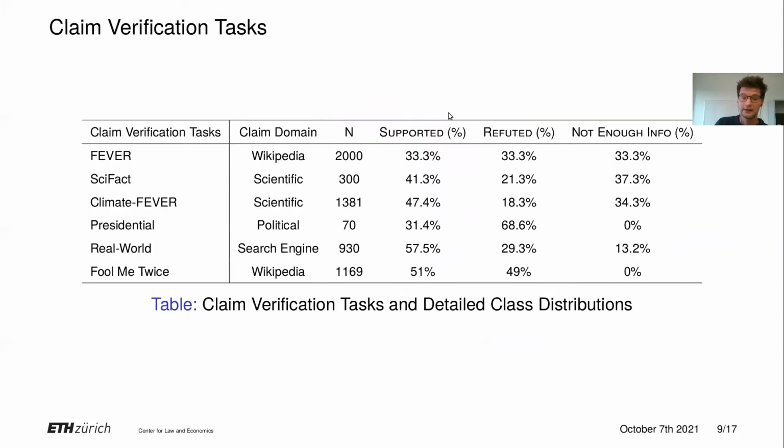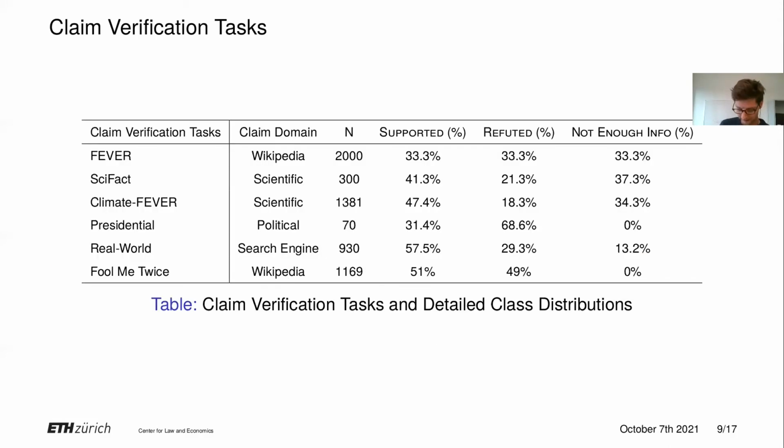And this brings us to our experimental setup. We experiment with a number of different claim verification tasks. They're all somewhat established. I guess Fever would be the most popular one. SciFact and Climate Fever are tasks from the scientific domain. Presidential speeches are featured in a shared task from 2019 and are claims from presidential debates. Real-world claims are derived from search engine queries, and FluentWise is a recently developed data set which also uses Wikipedia.